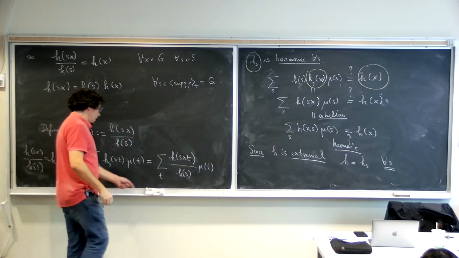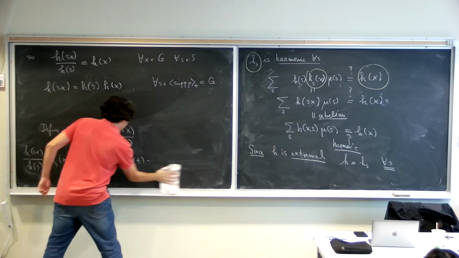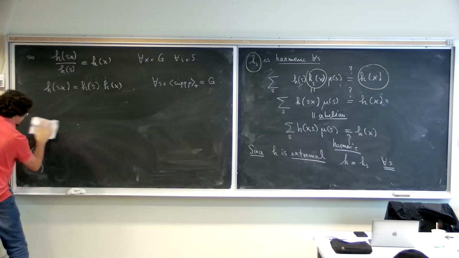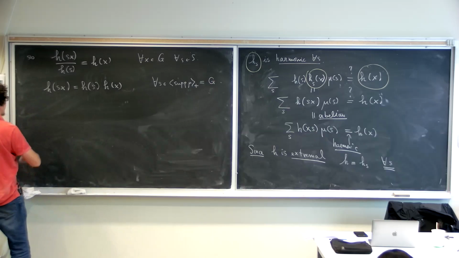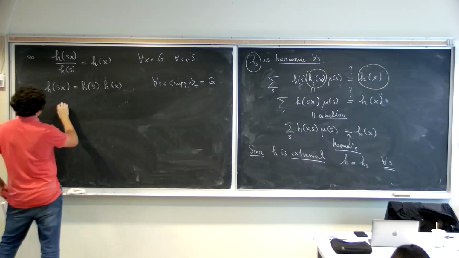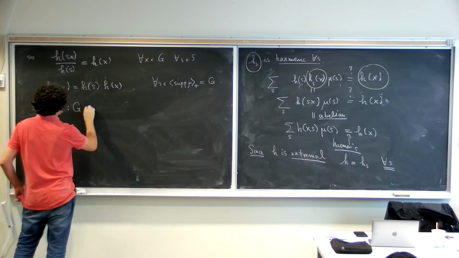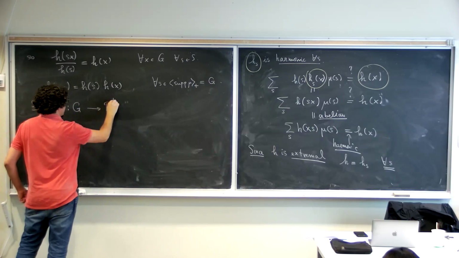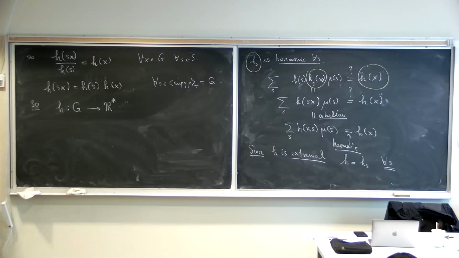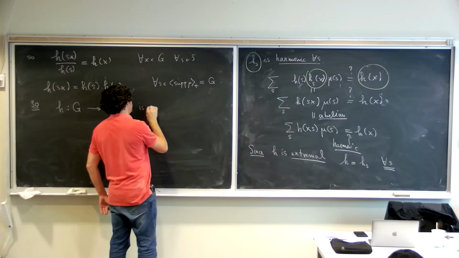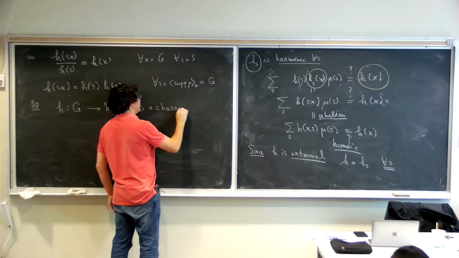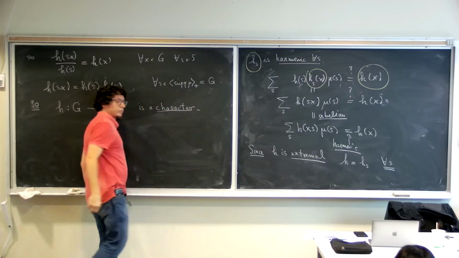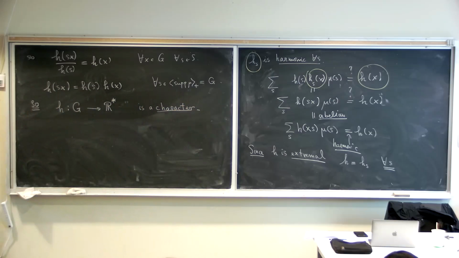So H is a so-called character. H from the group to R star, the multiplicative group over R, is a character. It is a homomorphism. And now the question is how many homomorphisms there are.